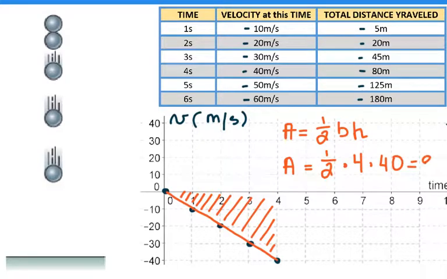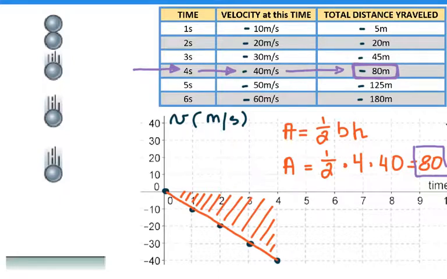So I get 80. And I want to look at what this 80 means. If I look at 4 seconds, the velocity was negative 40 meters per second, and the distance traveled 80. So the area underneath the velocity graph represents the distance traveled.